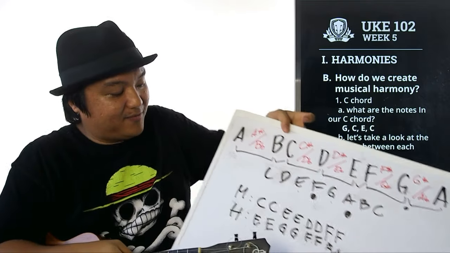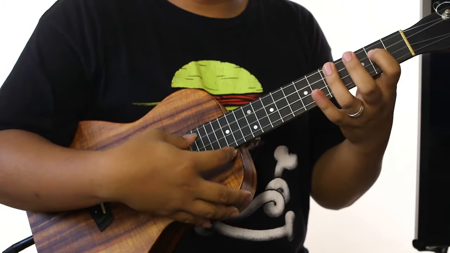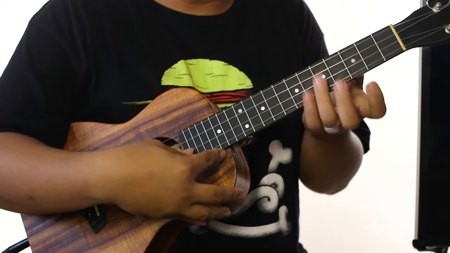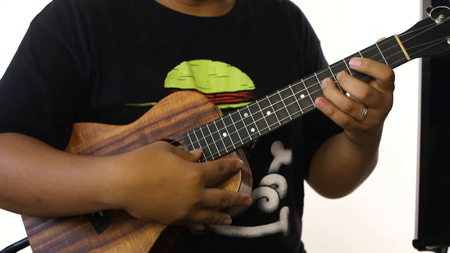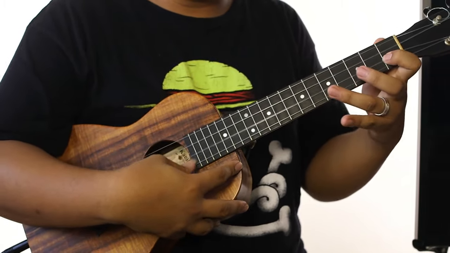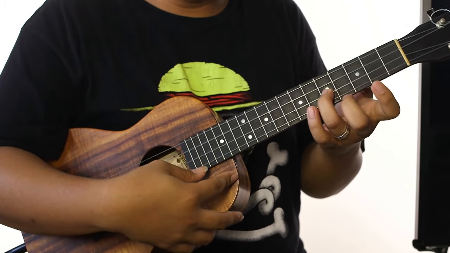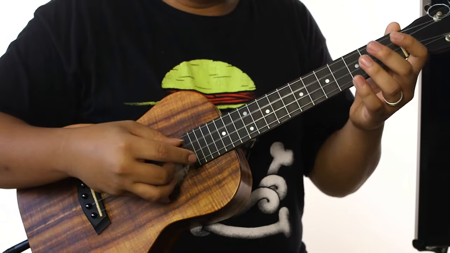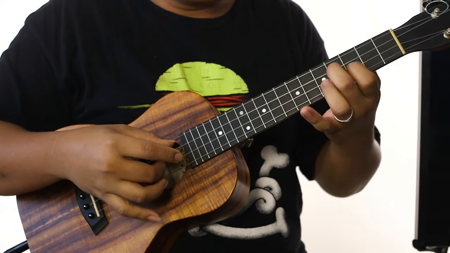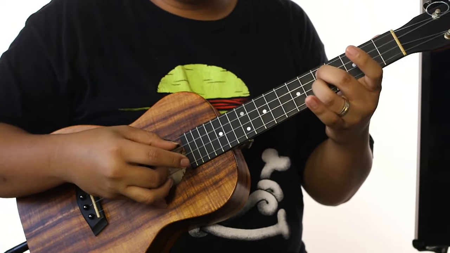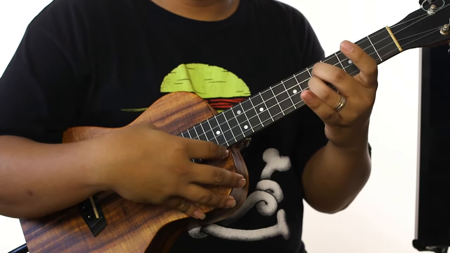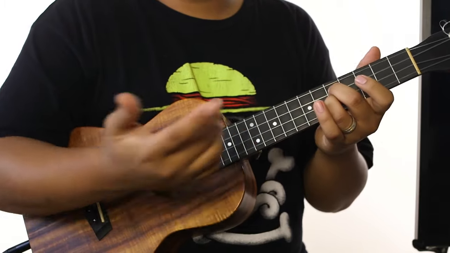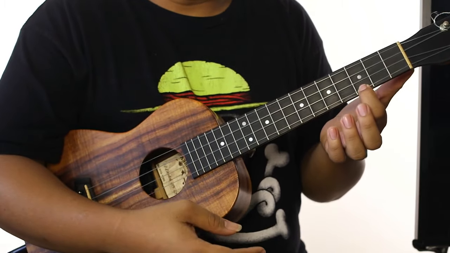So let's take a look at that. C, C, E, E, D, D, F, F. So if I'm on an E, so E, E, G, G, F, F, A, A. Playing these notes together will give us our harmony line.